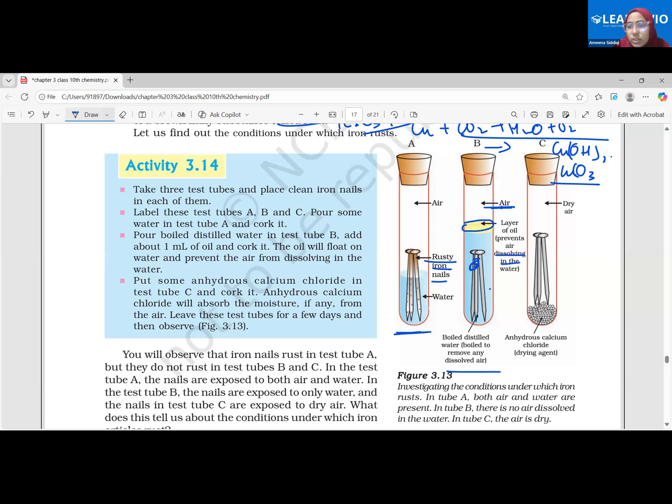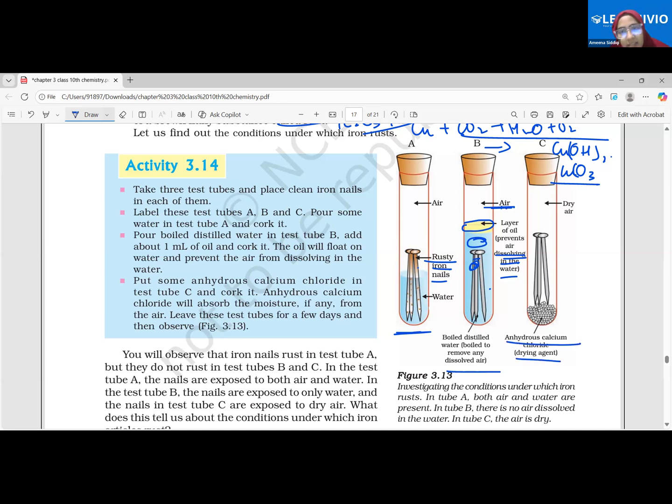The oil prevents air from dissolving in the water. The question could be asked: there is water around the metal, so why is it not getting rusted? Because for the rusting of iron, what do we need? Oxygen and water. Here, the air is not reaching the metal and is not getting dissolved in the water. Therefore, no rusting will take place. Fine, bachche? Yes, ma'am. What is the third thing that we can do here?